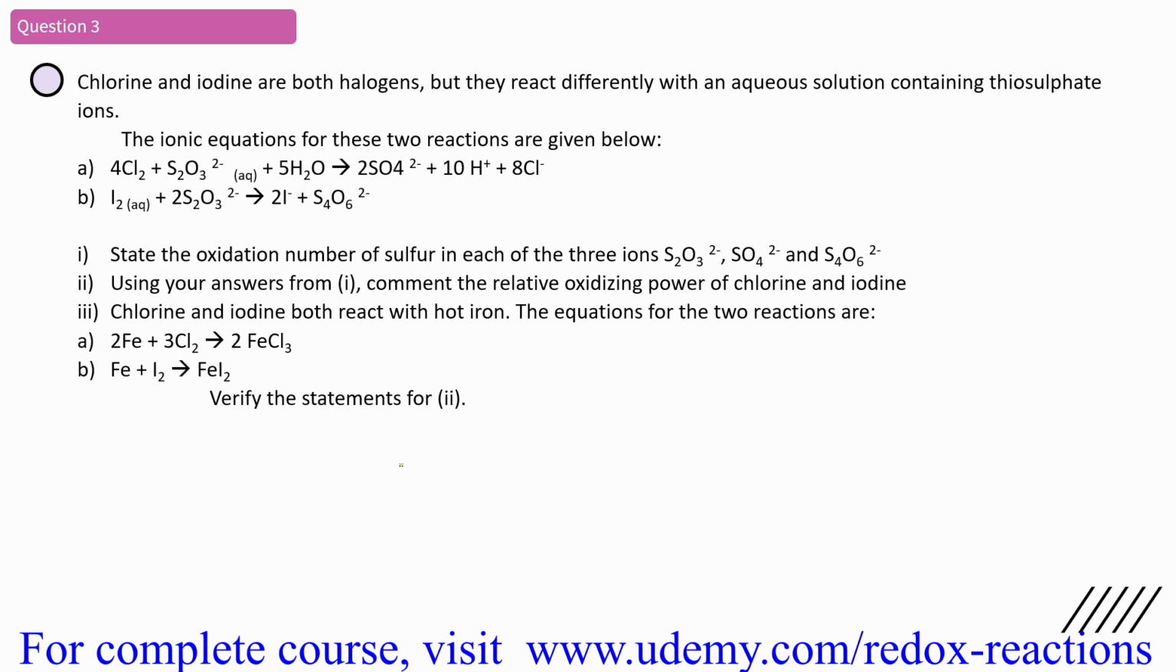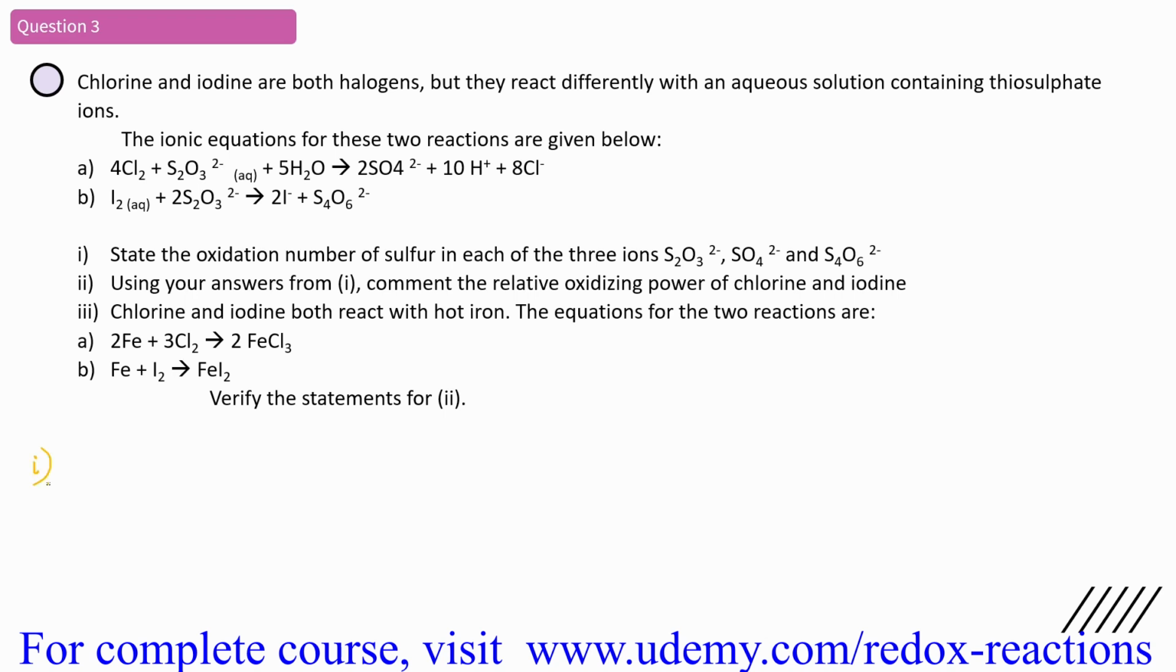We need to discuss the relative oxidizing power of chlorine and iodine, and then find out if our answer is right by taking one of the reactions of halogens with hot iron. Then we try to find out if our statement made in the second question is true or false.